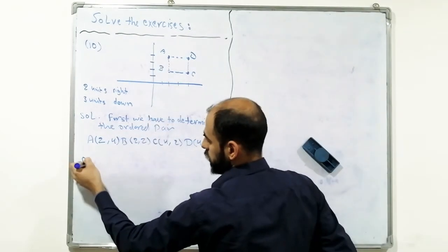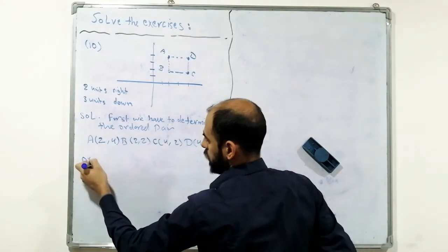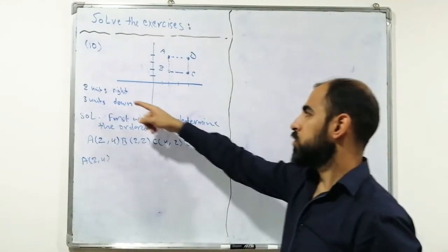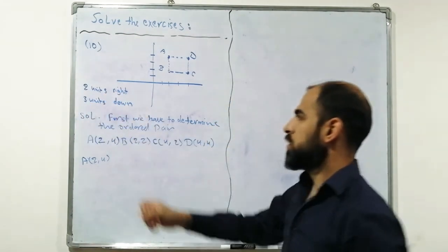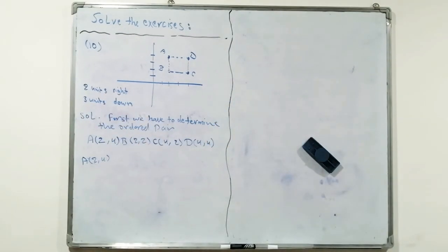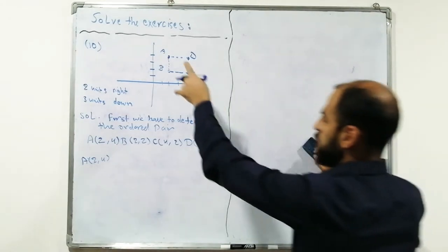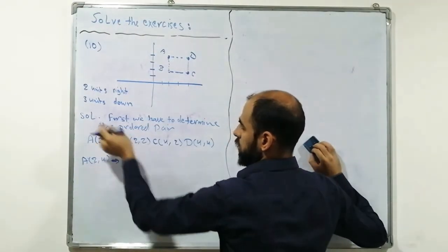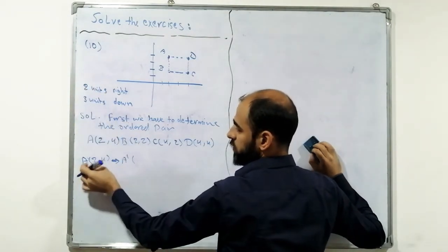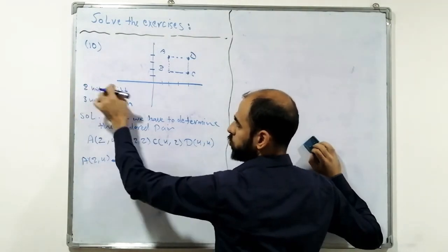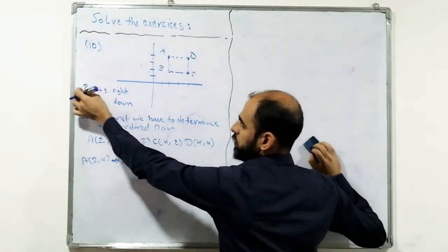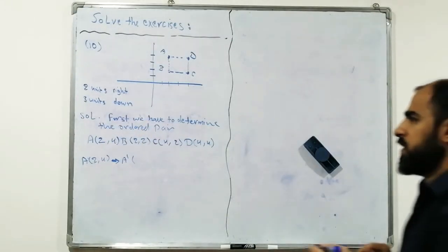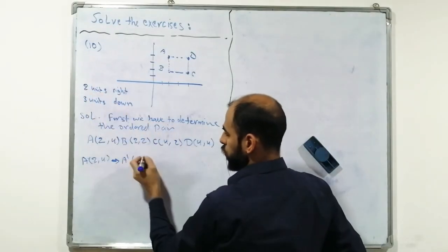Now it's a translation. To find the translation of the rectangle figure, 2 units to the right and 3 units down, we have to translate each one of the points of the figure. Then A dash is the translation of point A (2, 4), 2 units to the right and 3 units down. The translation 2 units to the right means to the positive side of X, so we add 2 points.